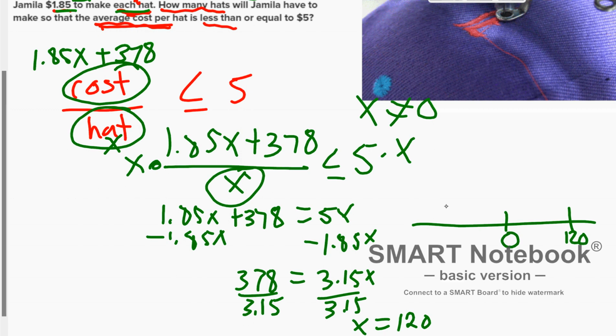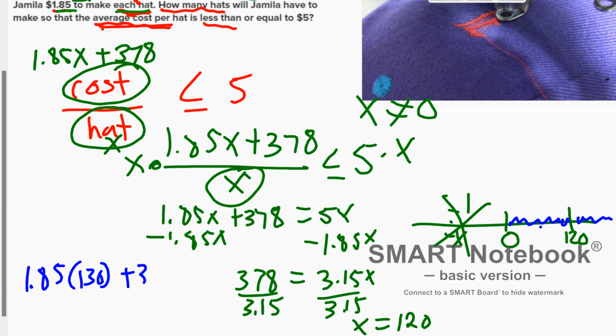And now we're going to test, right? We can't have negative hats, so x can't be negative. That's not going to matter. So is our answer somewhere in between 0 and 120 or somewhere after 120? So we test, say, 130. We plug in 130, so 1.85 times 130 plus 378, divided by 130, and we're going to see, is that less than or equal to 5? Okay, so we go ahead and do that.